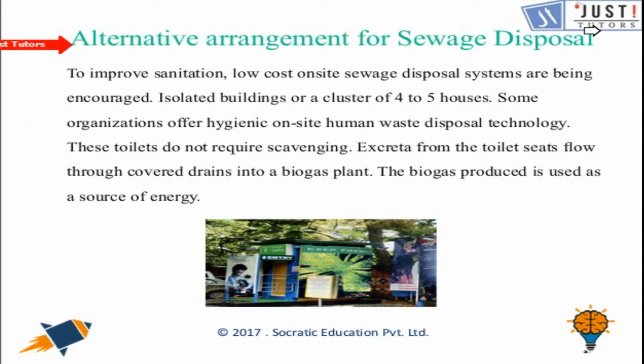Well, in the absence of sewage systems, arrangements for on-site sewage disposal can be made. For example, septic tanks are built in which human excreta are collected. In due course of time, the human excreta get decomposed into compost. And these toilets do not require scavenging, as the excreta from the toilet seats flow through covered drains into a biogas plant. The biogas produced is used as a source of energy.